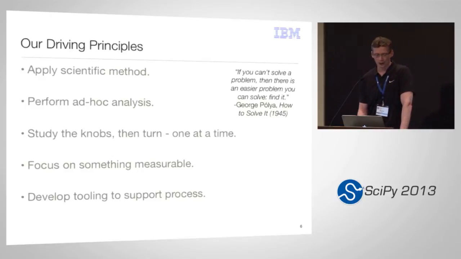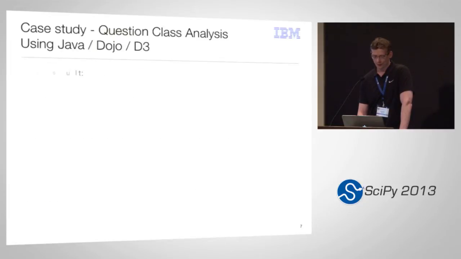We figured out we had to perform a lot of ad hoc analysis, because one analysis was always different from the one before. Then we had to study the knobs, turn them one at a time, and take a very step-by-step approach. We always focused on something measurable, and we then had to develop tooling to support this process. Now, with the first tooling that we developed, one of the goals that we had was to create a graph like this here.